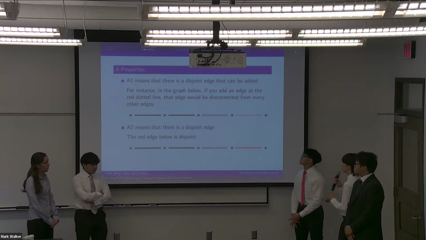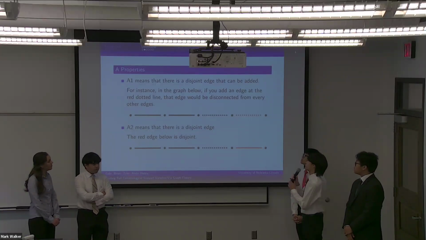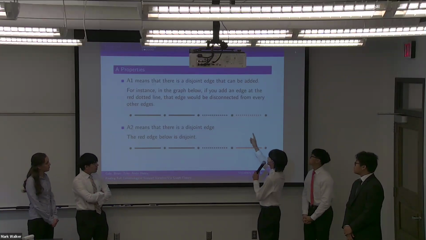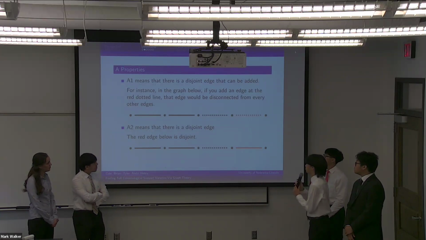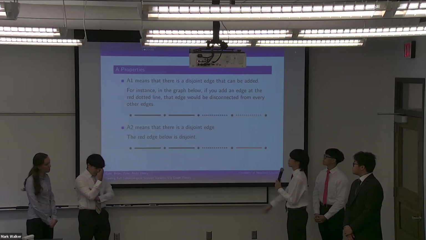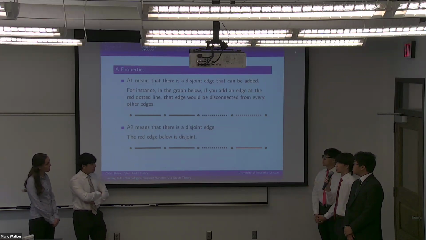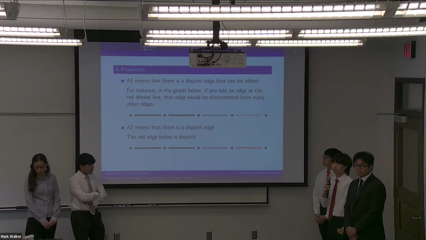So we have our A properties here, which for A1 means that there's a disjoint edge that can be added, which is represented by this red dotted line. And then for A2, it just means that there is a disjoint edge, which is the red line that we could have added from A1. So this tells us that every A1 will give rise to an A2.